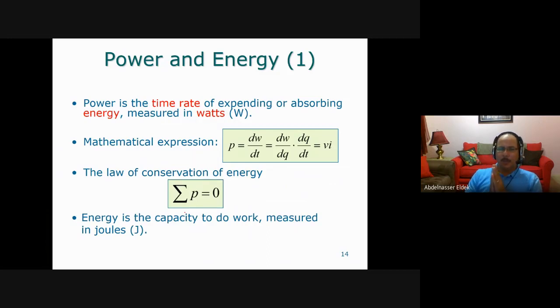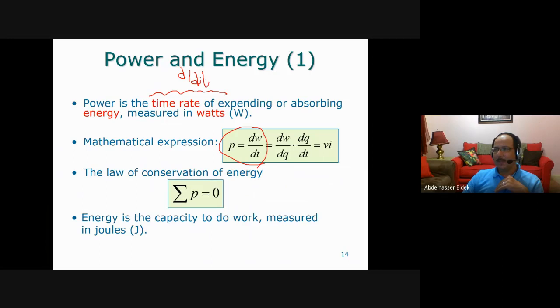The last two definitions in this chapter are power and energy. Power is the time rate change of energy. So power is dW by dt, which is very simple. When you see time rate change, it means d by dt. It is always like this.